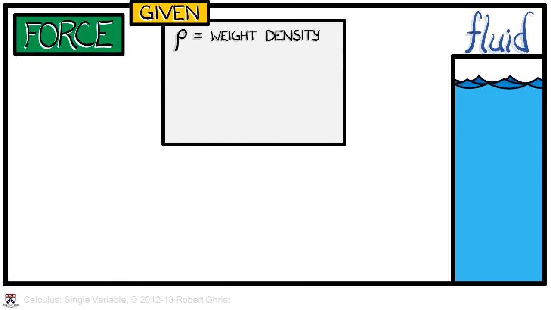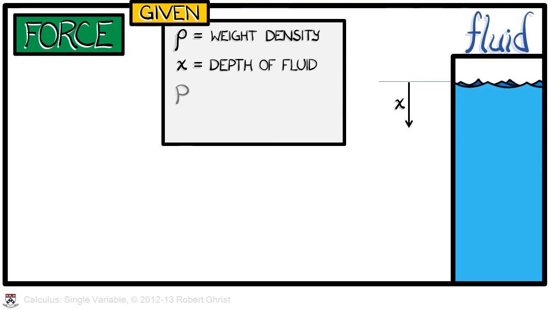Now, if we're given a weight density for that fluid, let us call this rho as well. Then, if we set up a coordinate system, x, that represents the depth from the top of the fluid in the tank, then capital P is going to represent the pressure. What do we mean by pressure? Well, there's a little bit of physics that goes on here.